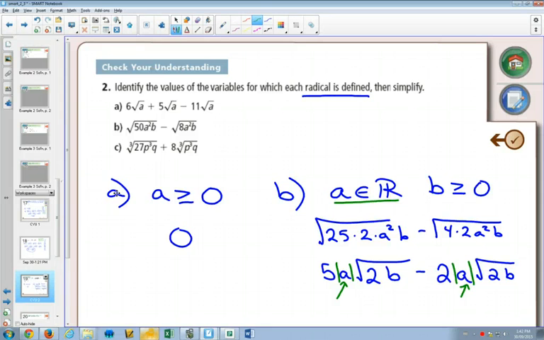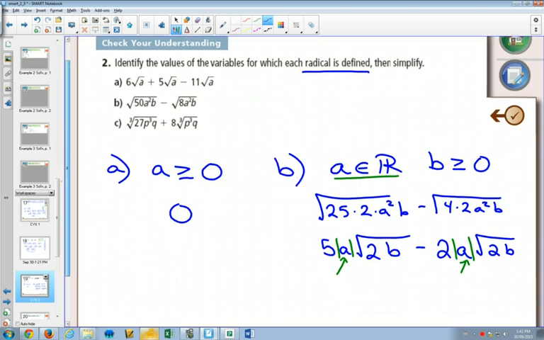So I have like radicals here because inside the radical is 2b and 2b. So I have 5 of these minus 2 of these. I'm going to be left with 3, absolute value of a, root 2b.